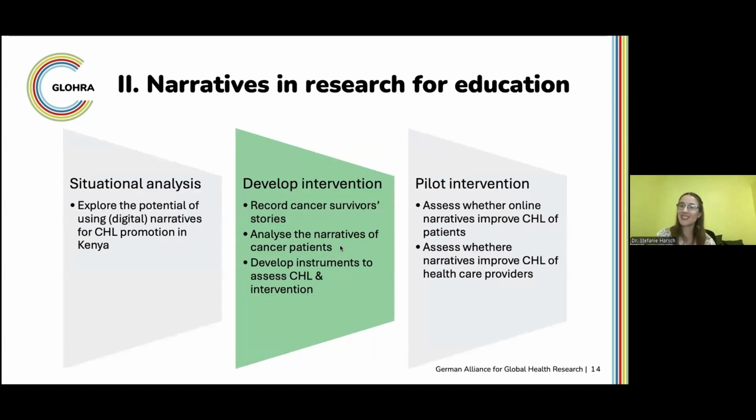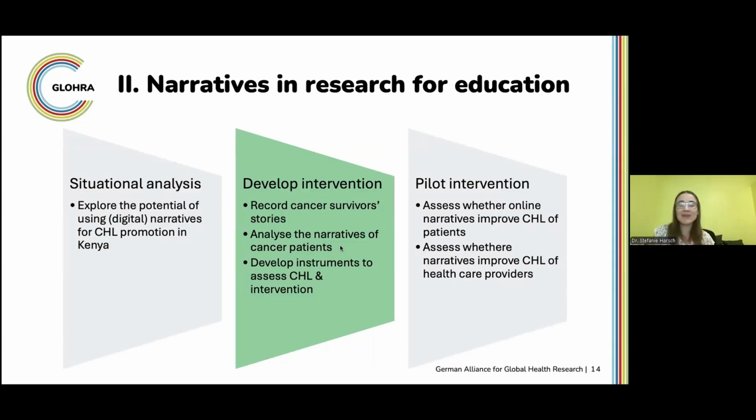In our case, we decided to go for a fully narrative approach where the narrator himself can decide what they want to say, how they want to say, in which order they want to say it, because we were interested in the way of how they share their story and what is important to them, which will then also resonate with others and which help others to come to terms with the disease.